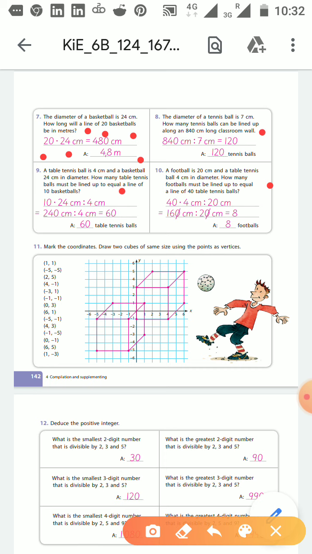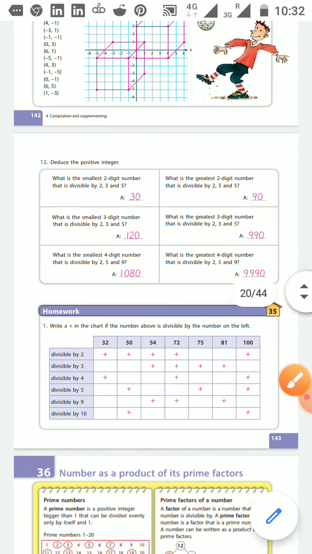You look at the diameters and work out the final amount. All right. This next one, you plot the coordinates of these numbers here, and it said it should form 2 cubes. All right, so it should look like that. They're overlapping. All right, so well done if you got that. And we go down here.